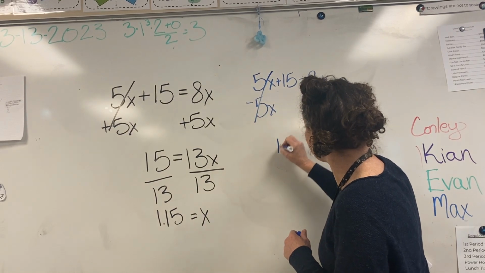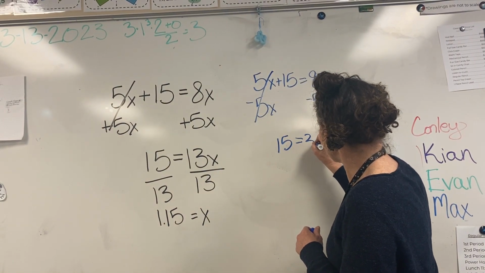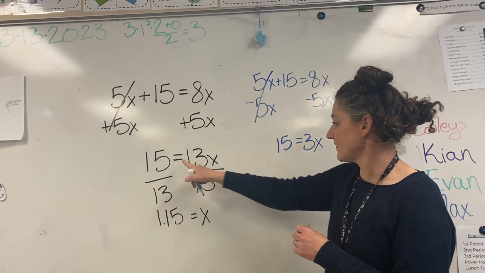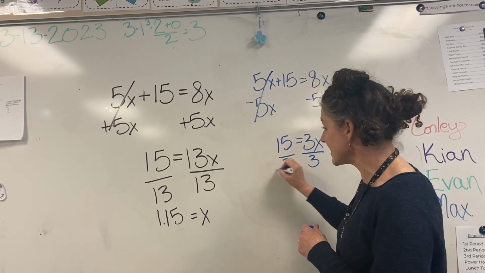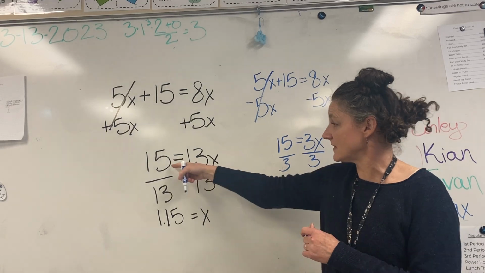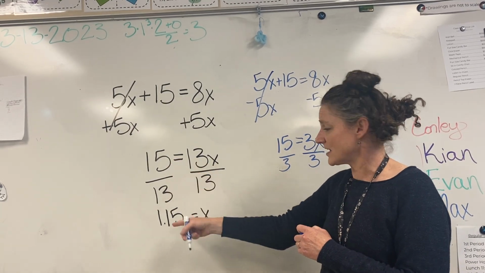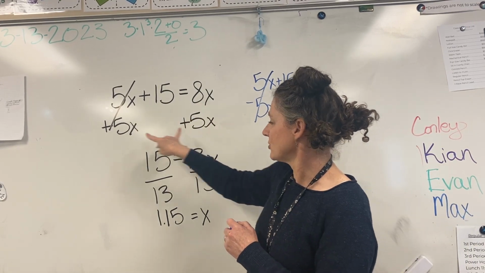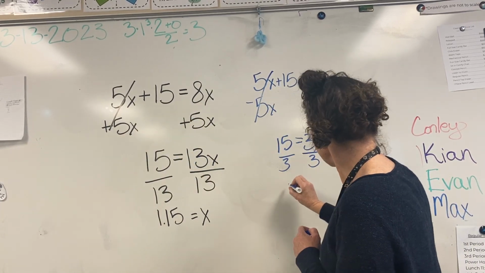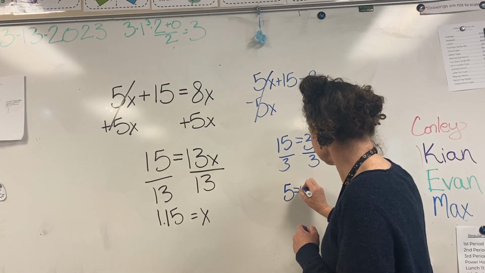Those go away now. 15 equals 3x instead of 15 equals 13x. We're going to divide both sides by 3. This step was good. They divided by 13. But the problem is they added here when they should have subtracted. And then we get 5 equals x.